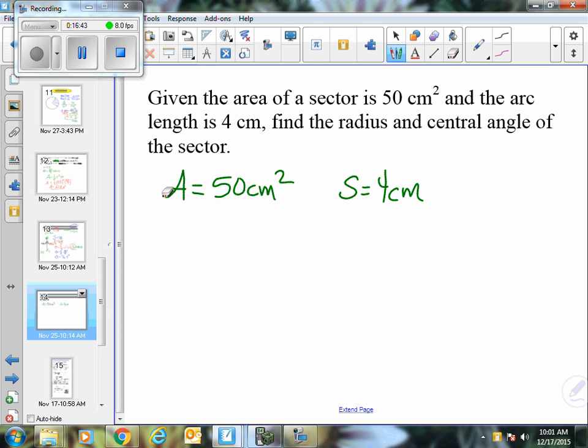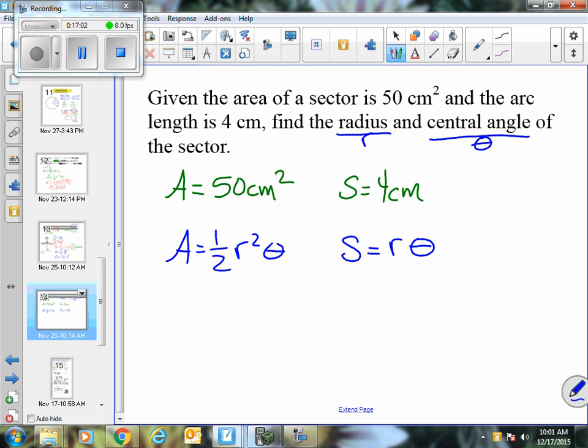All right, so they want you to find the radius and the central angle. So radius means find the r, central angle means find the theta. All right, so let's write every formula that we know for this. The area formula is 1/2 r squared theta. Arc length formula is s equals r theta. I'm going to put in the values that they gave me. So the s is 4, and the area is 50.